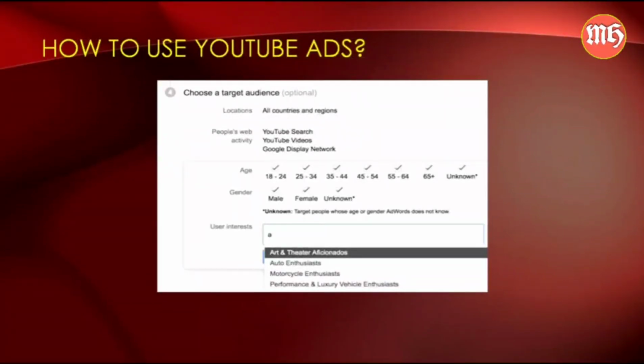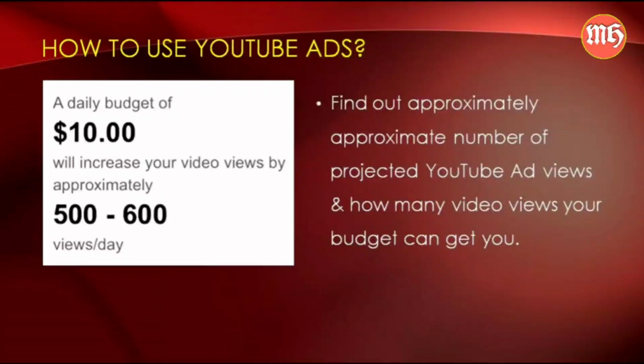As you can see, the targeting criteria includes age, gender, web activity, and user interests. As you create your YouTube ad, you can find a small tab on the right side of your page. This is where you can see approximately how many video views the budget you set will bring to you.